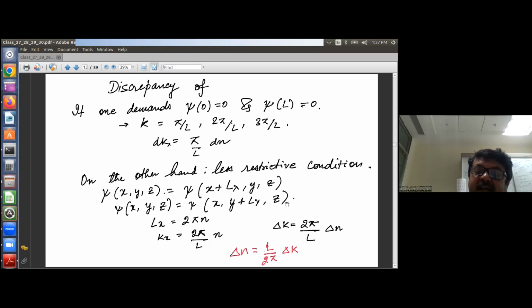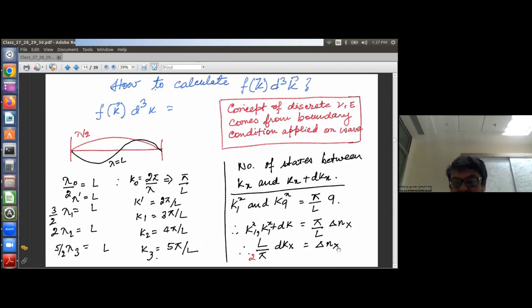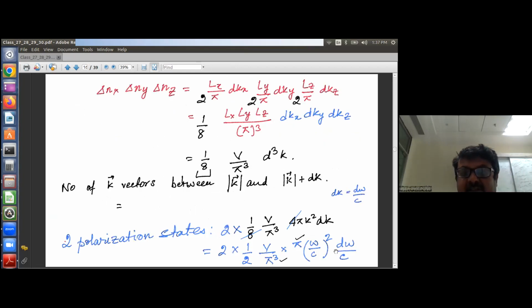Then what we will get is delta k equal to 2 pi by L, because they have to be equal. So you can check that out, that L_y has to be 2 pi n and so on and so forth. So from there you get a delta k equal to 2 pi by L delta n, and delta n equal to L by 2 pi into dk. So that's a much more restrictive condition. So that corresponds to really L by 2 pi dk_x equal to delta n_x, right? So that's what we get.